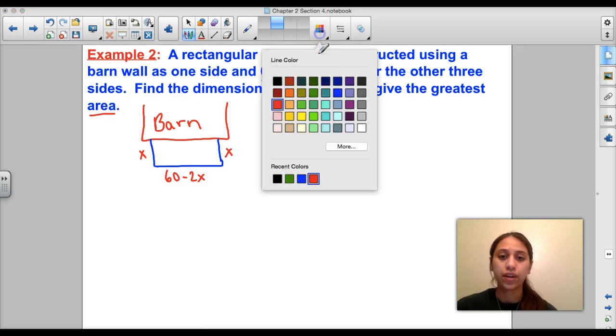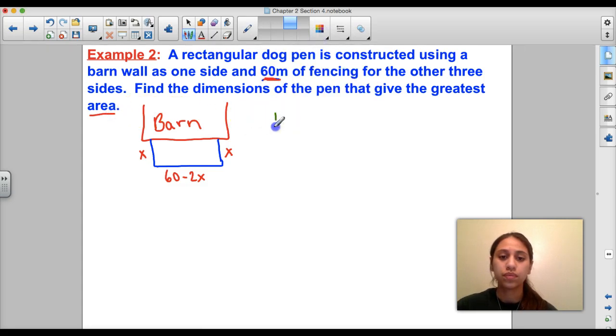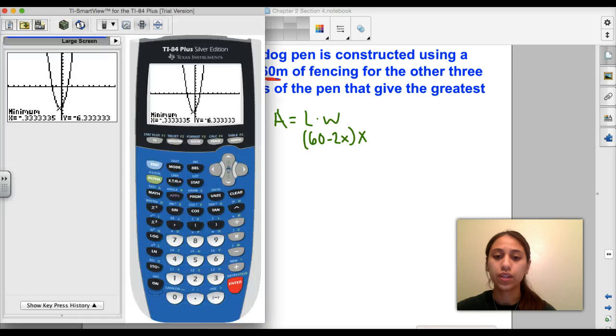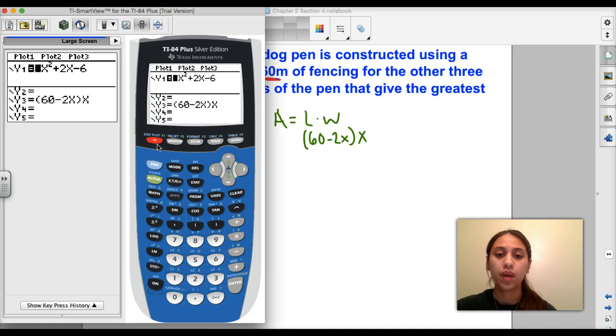Another thing, it says we're looking for the area. What is area? Area is length times width. So now we have some dimensions here. The length we'll just go ahead and say is 60 minus 2x. That's our length, and our width is x. So multiplying those should give us our area. Now that we have an equation, we can use our calculator to find, it said greatest, so we're going to be looking for a maximum.